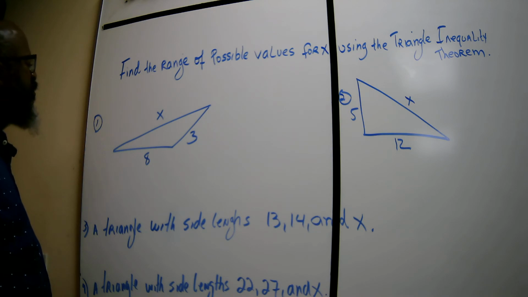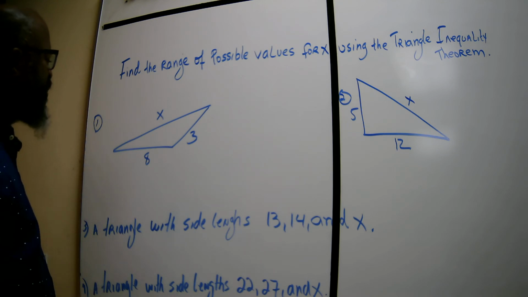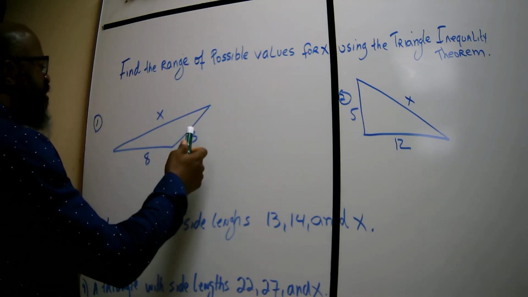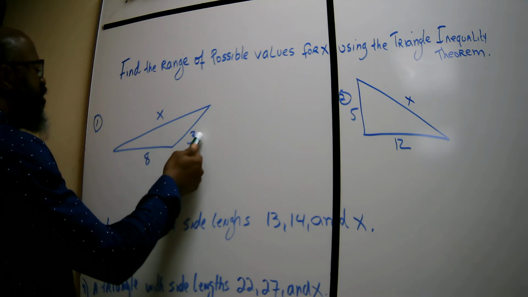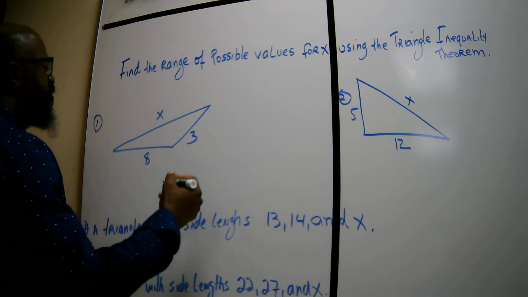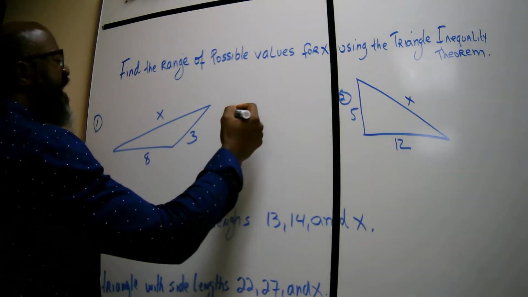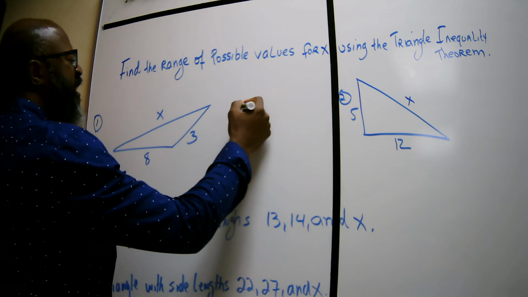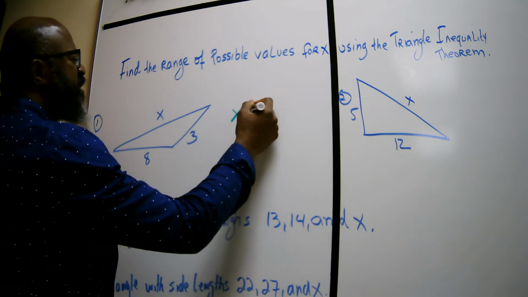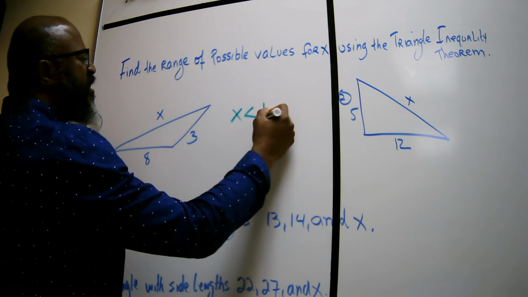You want to know what possible value of x will satisfy that. In order to do this problem, remember that you always add two numbers to see if the sum is greater than the third side. So in this case, the easiest thing to do is take 3 plus 8, that will give you 11. So x cannot be anything more than 11.